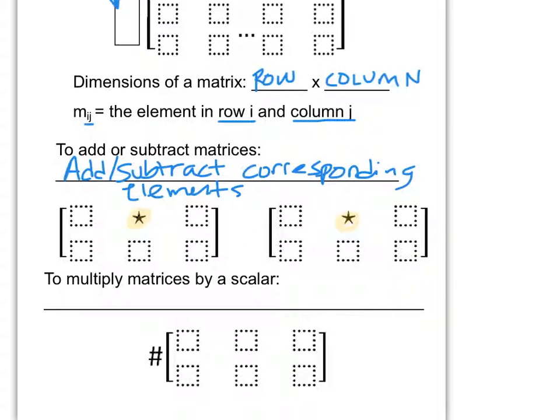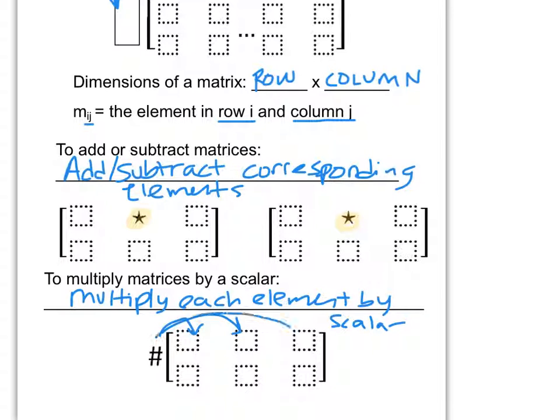If I want to multiply by a scalar, so for us, a scalar just means a normal number, versus the next video where we'll talk about multiplying two matrices together. So when I multiply matrices by a scalar, you multiply each element by the scalar. So basically you could kind of think of it like distribution.